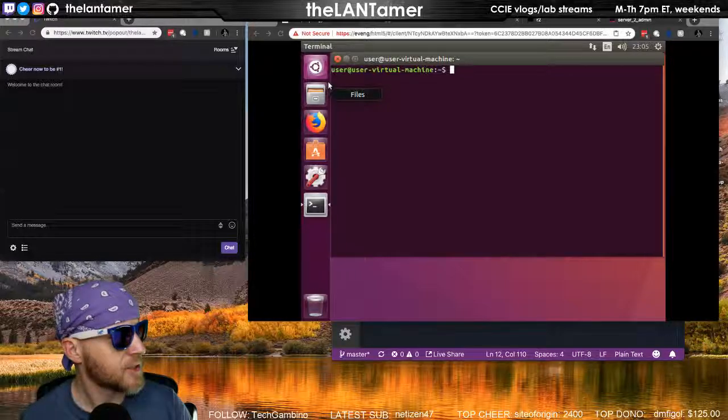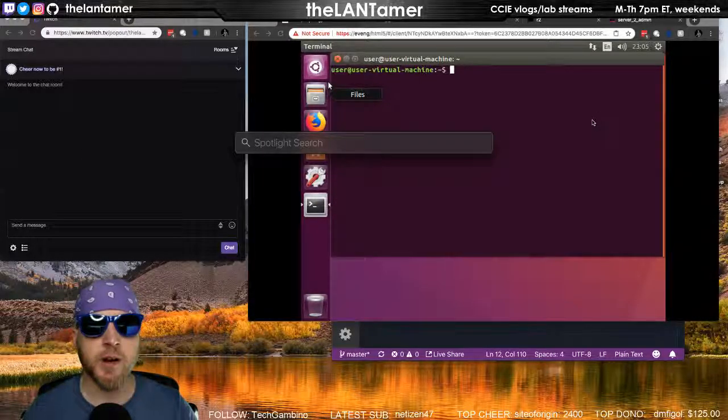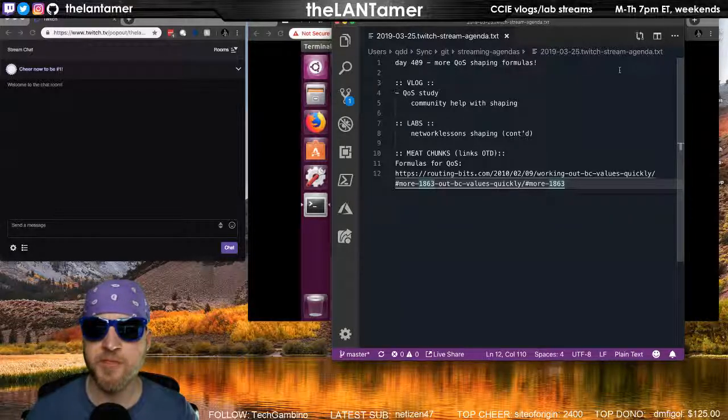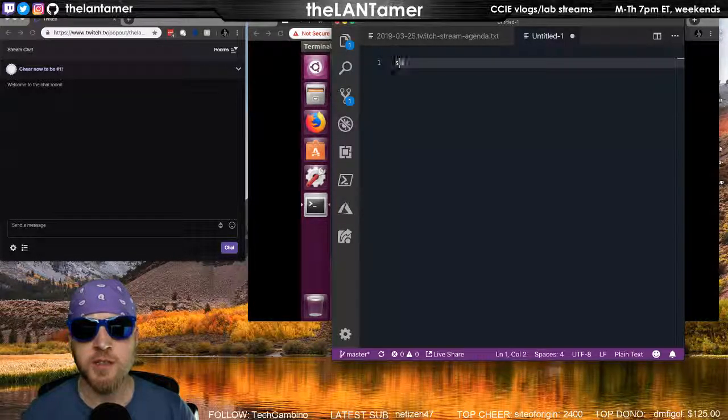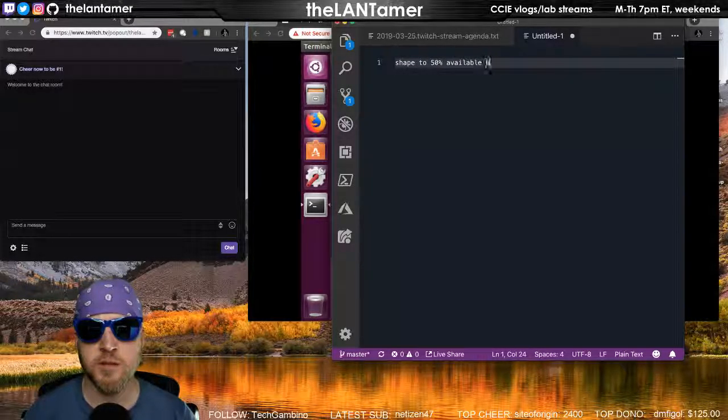So what it's saying is it's going to try another example here, and let me write out. I can just type code actually. So there's another example here it wants us to go through. And this time it's going to shape to 50% of the available bandwidth.